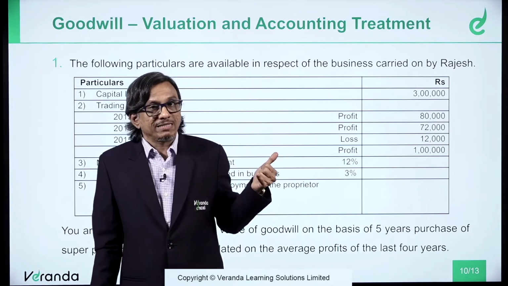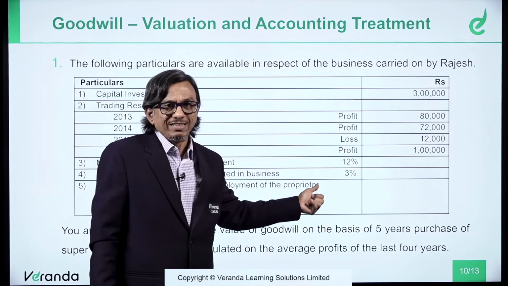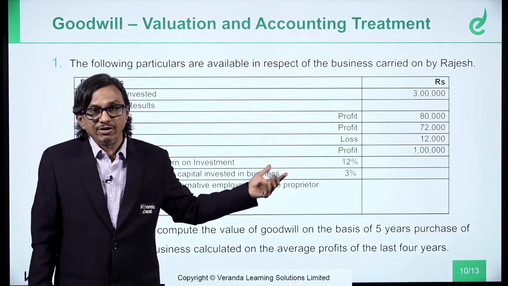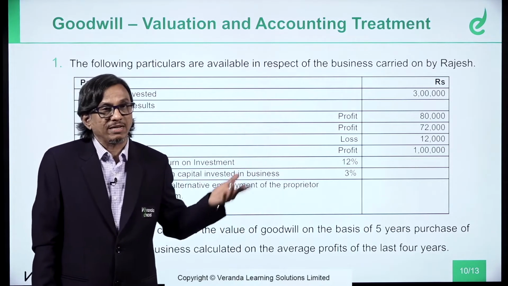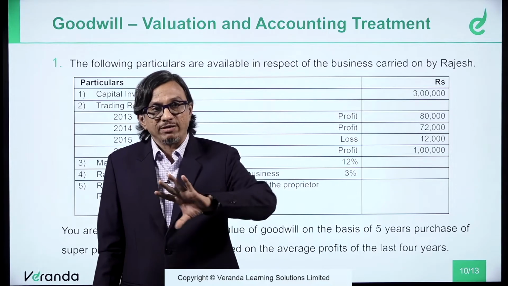For that purpose, the profit loss of the last 4 years are given. Very simple. Since the profit is not showing any definite trend, we have to go for average, simple average. So add all the numbers. If there is a loss, you deduct it. Divide by number of years, you get the average profit. That is number 1.